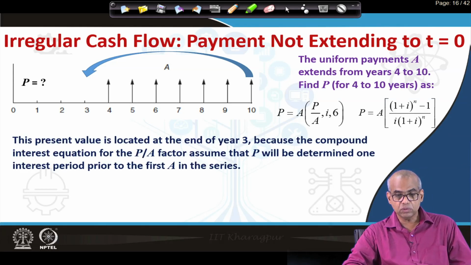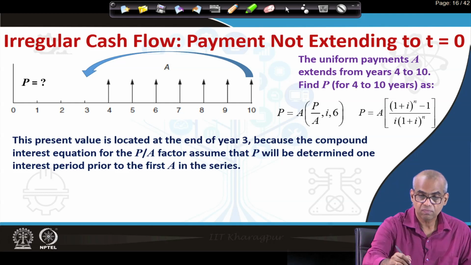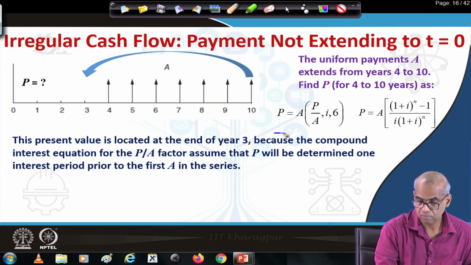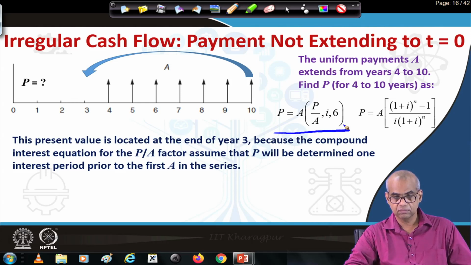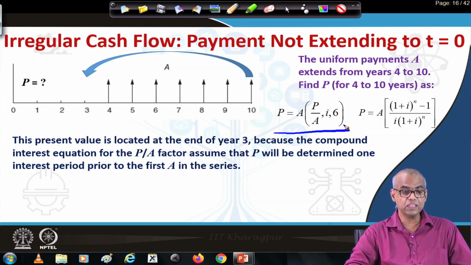So, this present value can be computed as: find out the P by A factor, interest rate i, and it extends over 6 years, 4 to 10. So, this present value is located at the end of year 3, because the compound interest evaluation for the P by A factor assumes that P will be determined one interest period prior to the first A in the series.